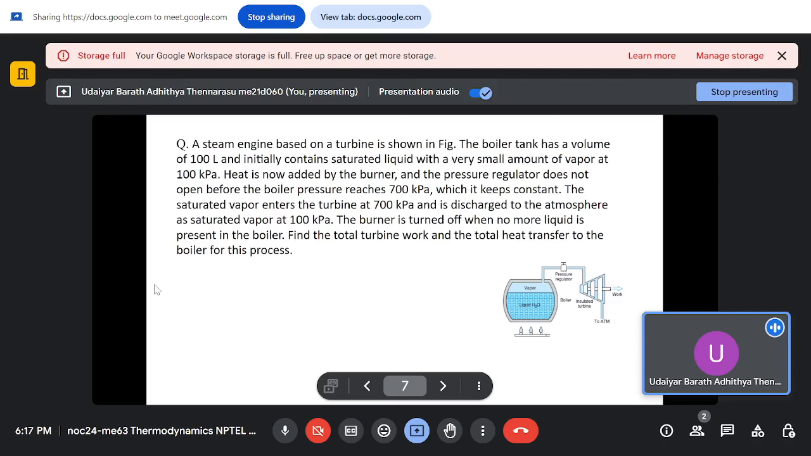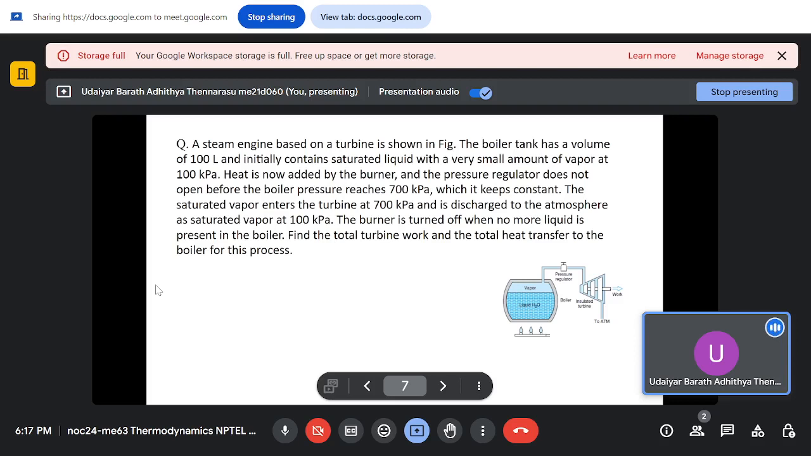So moving on, we have a steam engine based on a turbine shown in the figure. It contains a boiler whose volume is 100 liters, and initially contains saturated liquid with a very small amount of vapor at 100 kilopascal.